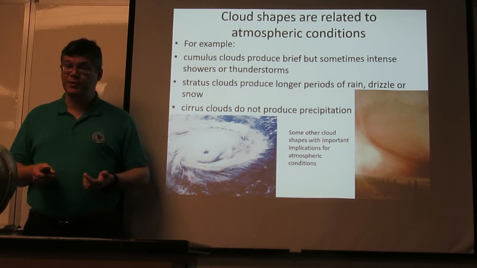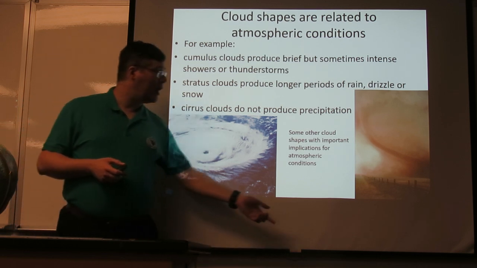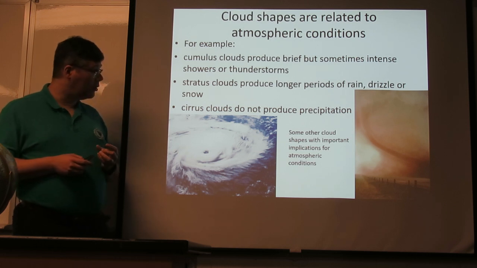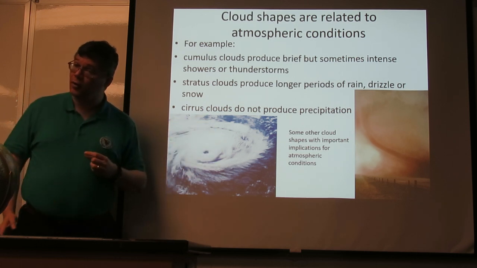Some other cloud shapes give us important information about the weather. A twisting funnel, that's very important to know if that's in your local weather. Or a large hurricane.